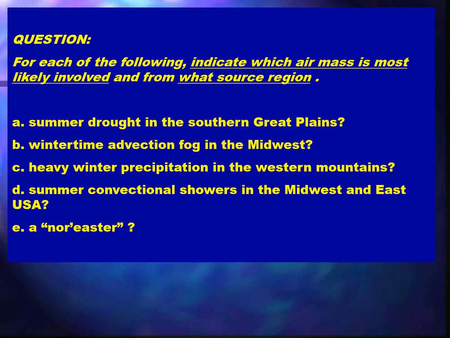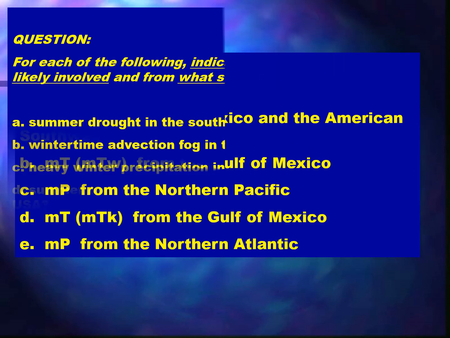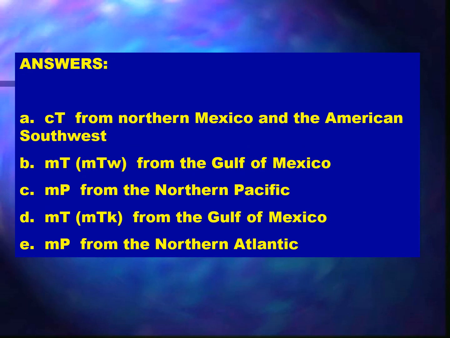That's probably going to be maritime polar. D, summer convection showers in the Midwest and East U.S. That's going to be maritime tropical from Atlantic, Caribbean, or Gulf. And then a nor'easter is going to be maritime polar from the North Pacific. Did we answer everything? Okay. And then here we are. We're going to check our answers. Oh, and they have added in the air mass modification. Awesome.